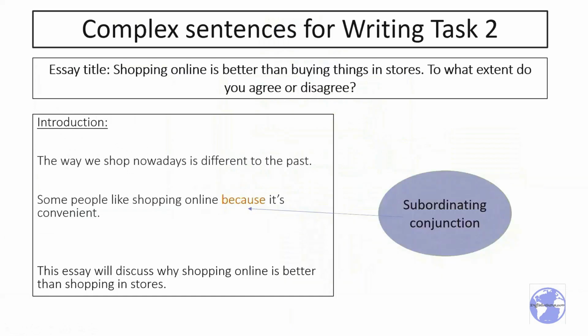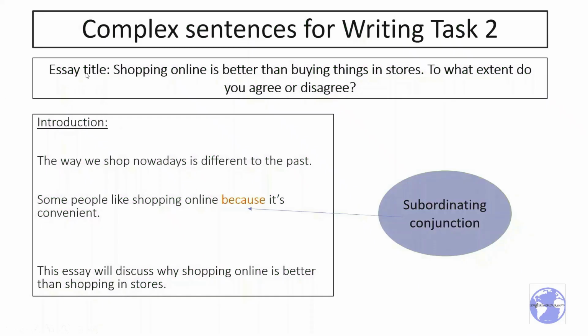So let's apply a complex sentence to writing task 2. So our essay title is Shopping Online is Better Than Buying Things in Stores. To what extent do you agree or disagree? We need to write a 3-sentence introduction. So we write our neutral sentence, we paraphrase the essay title, and then we explain what the essay will do.